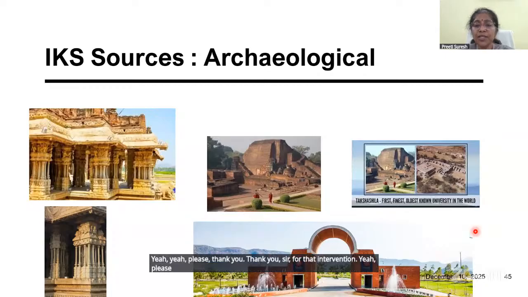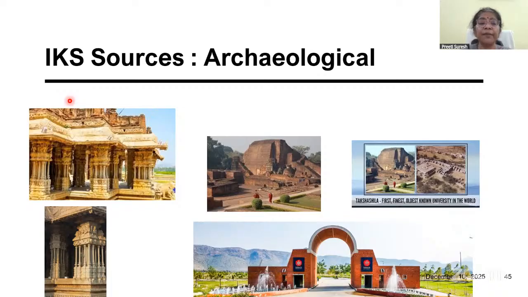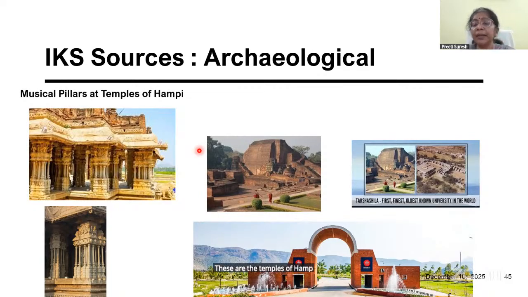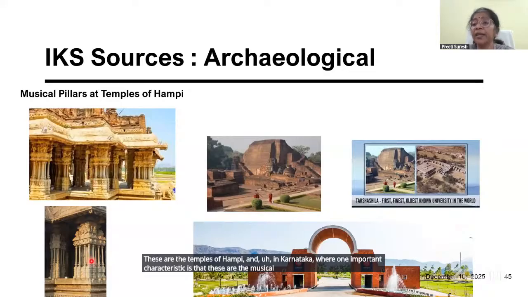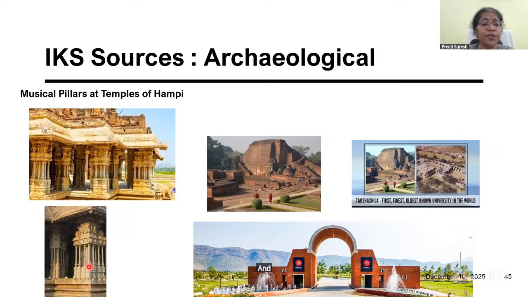Yes, please. Do you have any idea what this structure is? Your extreme left. These are the temples of Hampi, in Karnataka, where one important characteristic is that these are musical pillars, right? These structures are made of stone, and if you hit the pillars you see here, musical sounds come out of them.